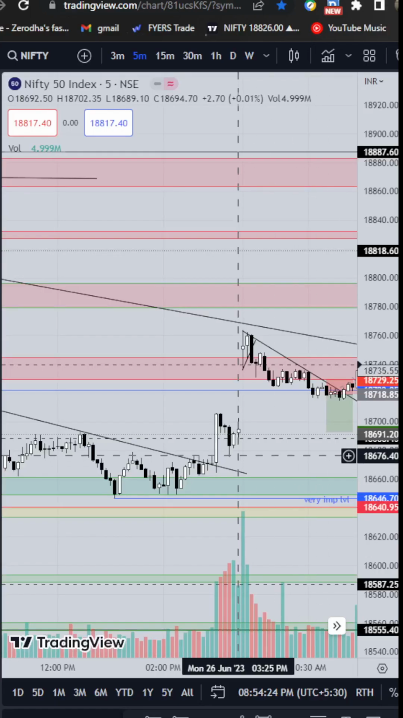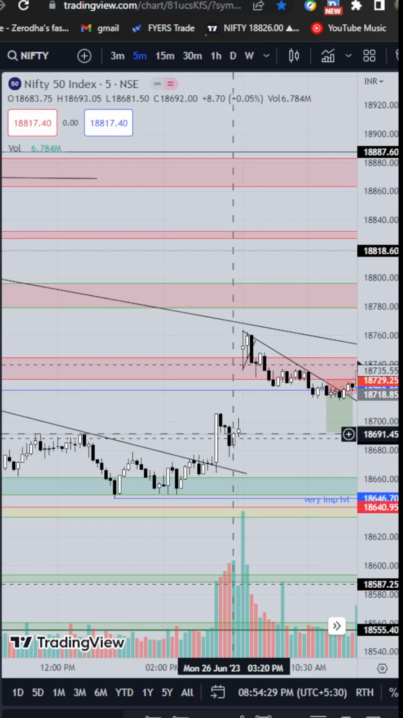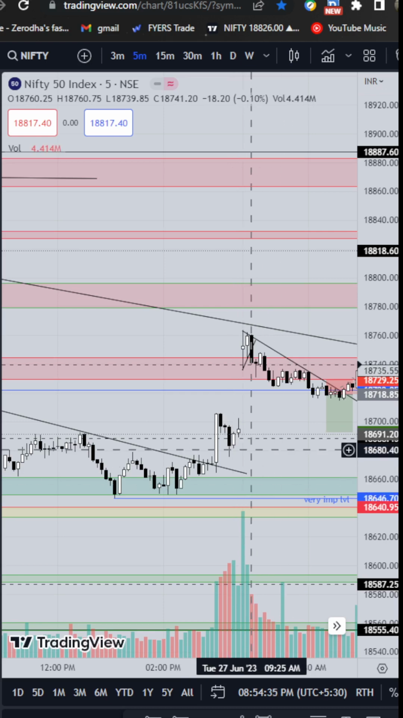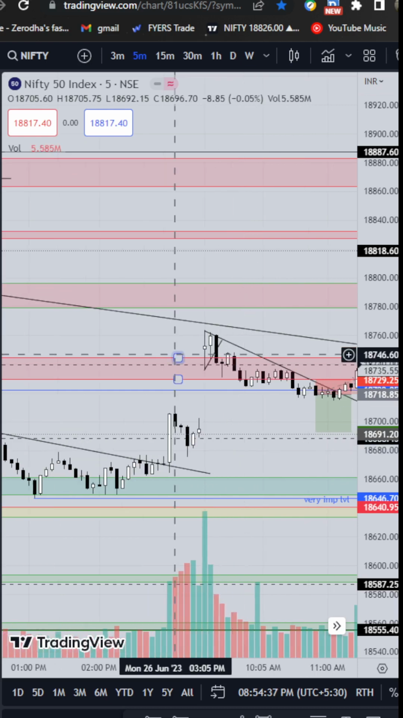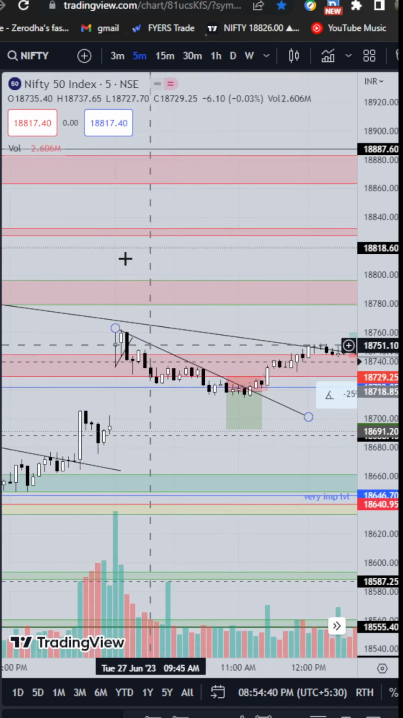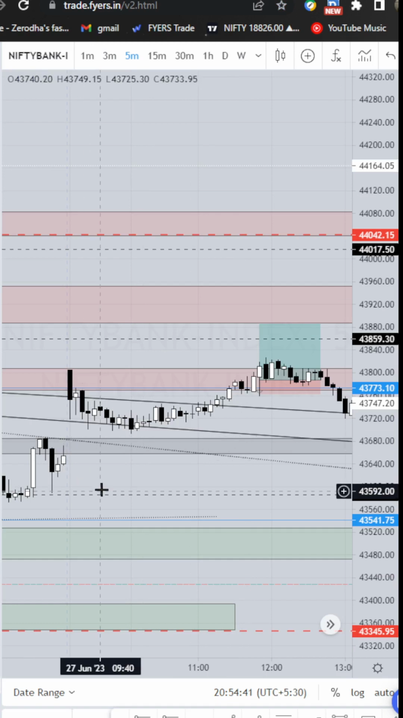This video will be going into the series of gap ups. So this video is about how you should trade a gap up during a sideways market environment. There are two case studies here, one in Nifty and another in Bank Nifty.